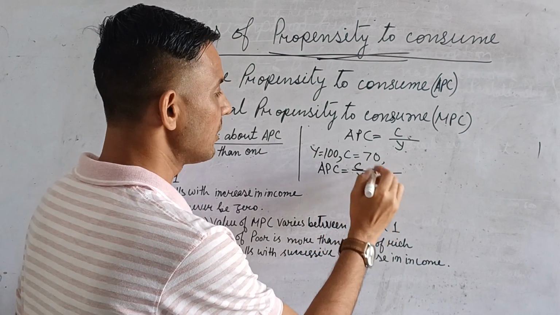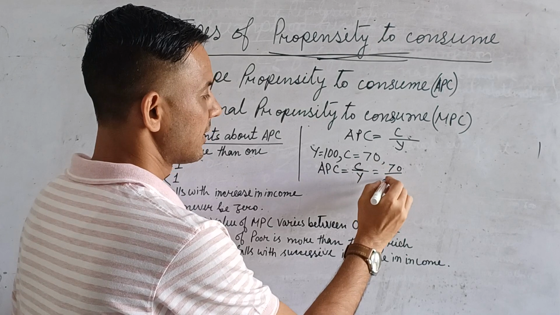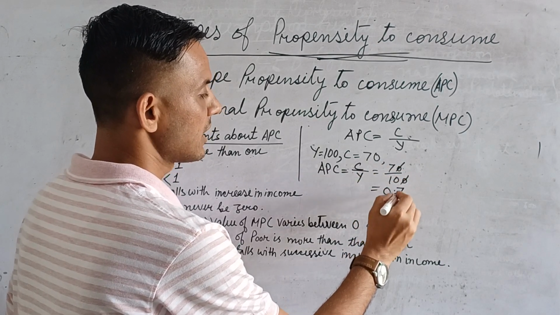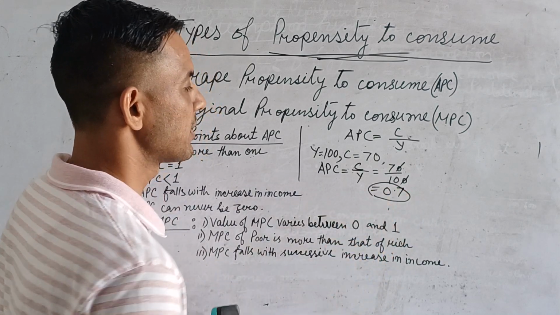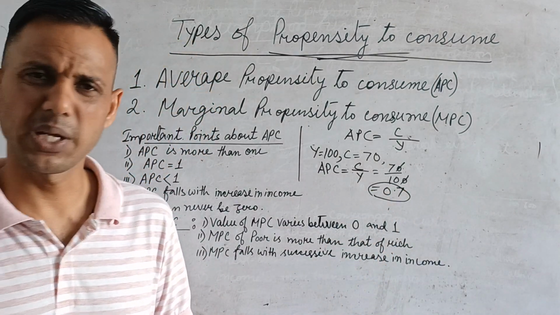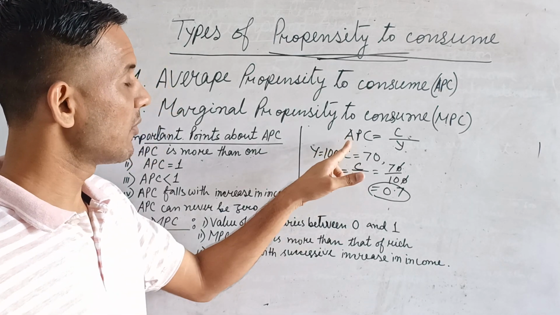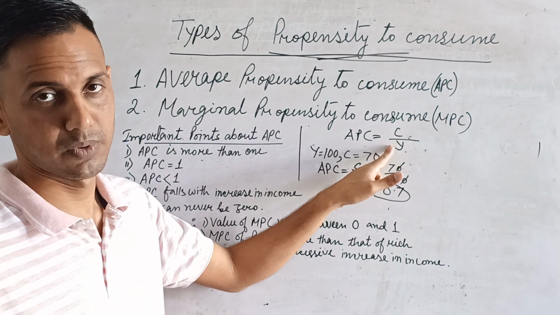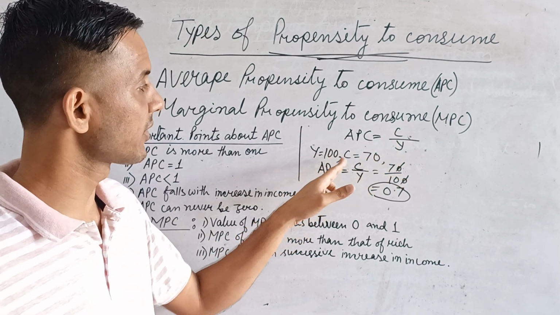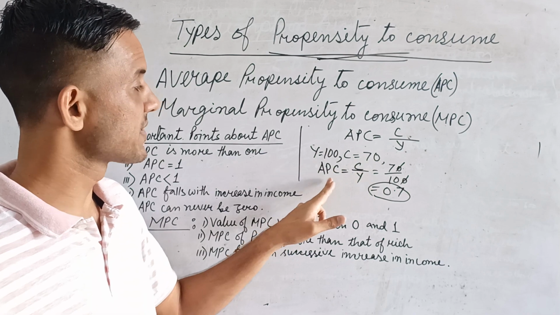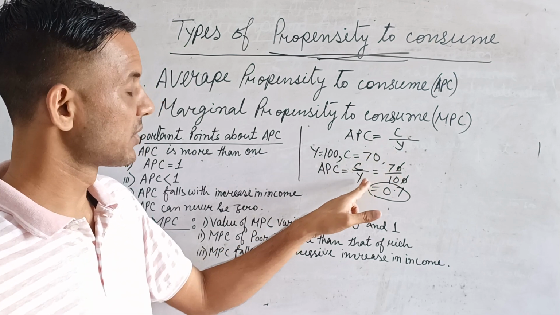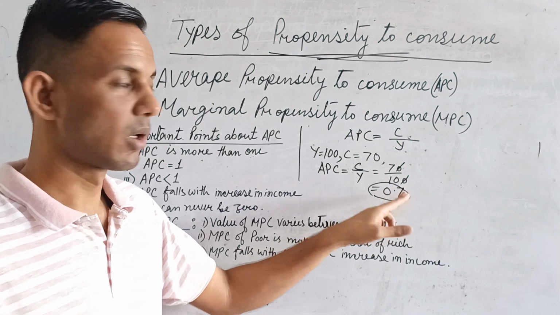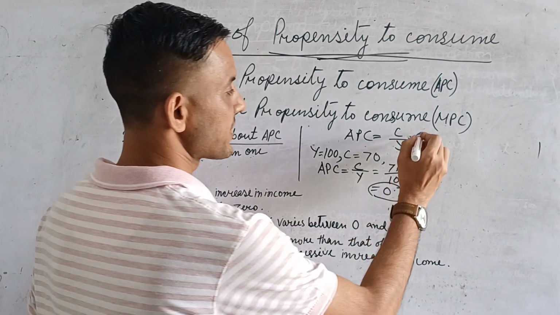Now put the value. C means 70, then Y is 100, so 0.7. So your APC, average propensity to consume, is 0.7. Very simple. Average propensity to consume is the ratio between consumption and income. For example, income is 100, consumption is 70, then APC is C by Y. Put the value: 70 divided by 100 is equal to 0.7. Okay, now you see the MPC.